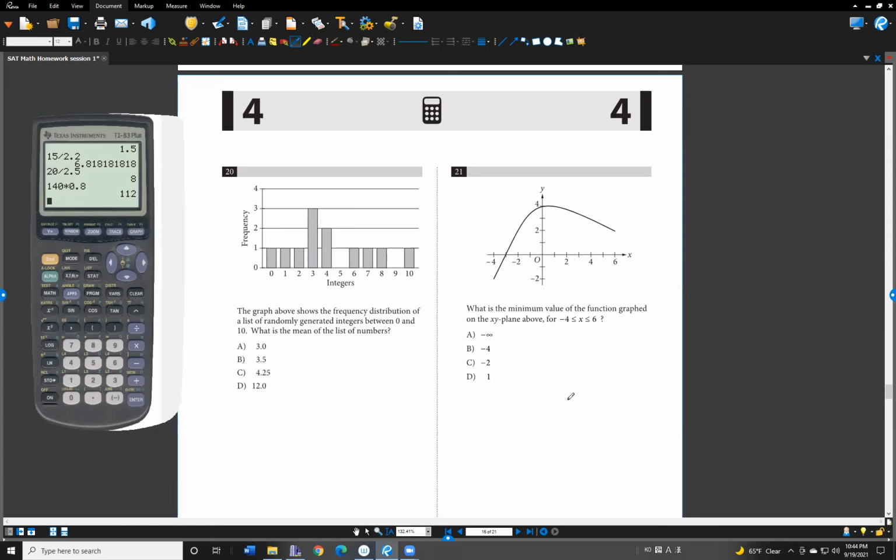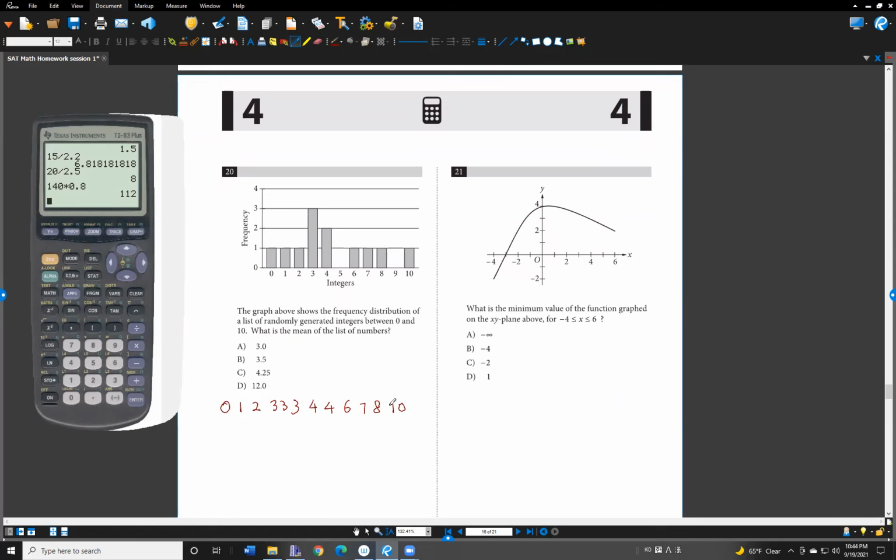Okay, we have a graph, the frequency distribution. Integer 0 occurs one time, 1 is one time, 2 is one time, 3 is three times, 4 is two times, 5 is nothing, 6 is one time, 7 is one time, 8 is one time, and 10 is one time.